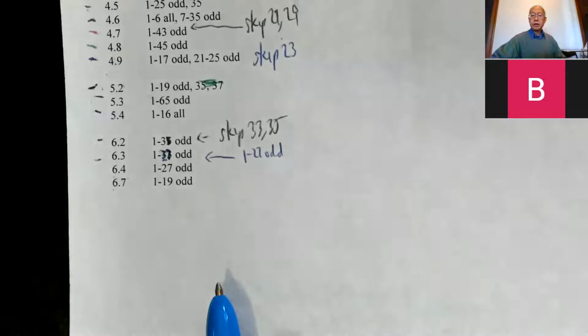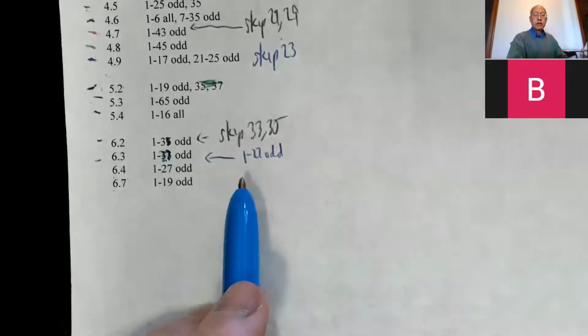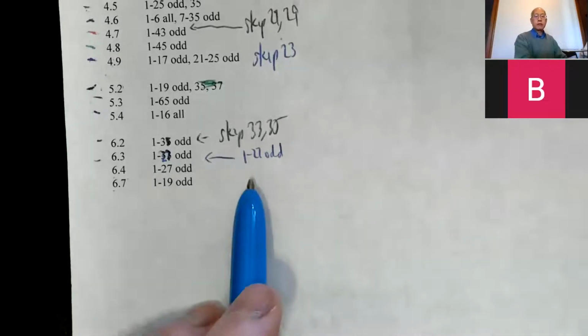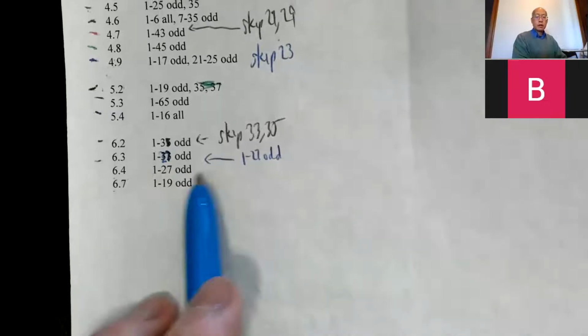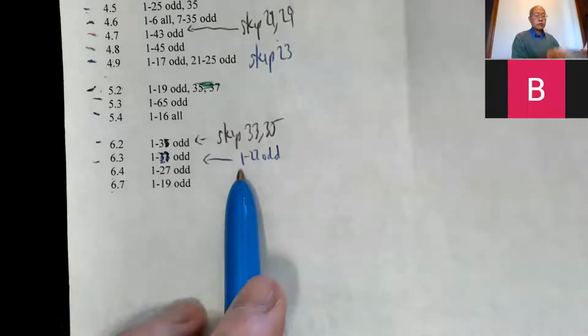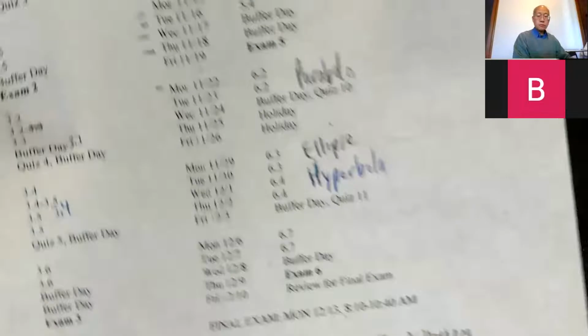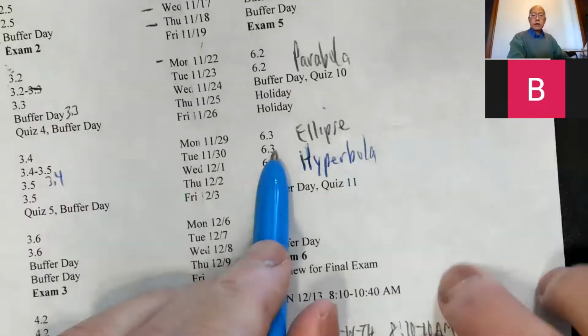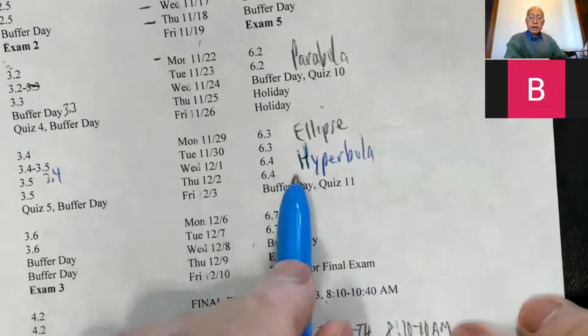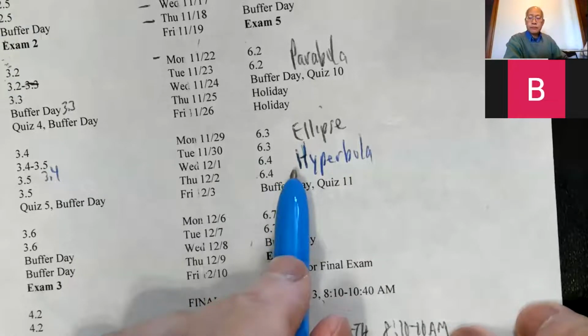Okay, so today I should be finishing up the ellipse, maybe sneaking a little bit of the hyperbola, but not much. So we probably will finish fairly early. All the rest of the days we'll probably finish fairly early. And the assignment again was changed to 1 to 27 odd. Okay, so here we are. We're doing the ellipse, and then we have the hyperbola left.